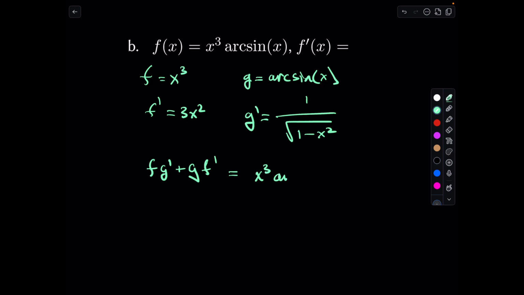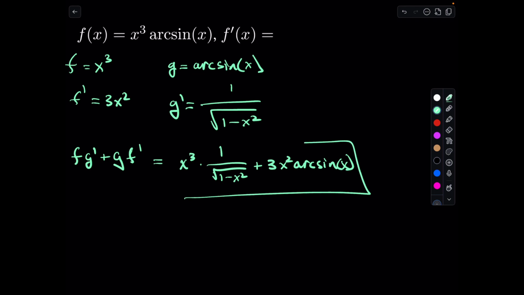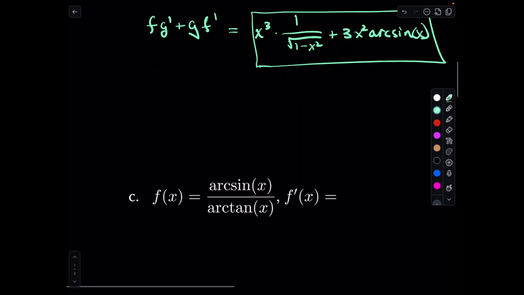X cubed arcsine. Oh, did it again. X cubed times g prime, which is 1 over the square root of 1 minus x squared, plus 3x squared times arcsine. You could probably clean that up a bit, but I'm happy with it the way it is.